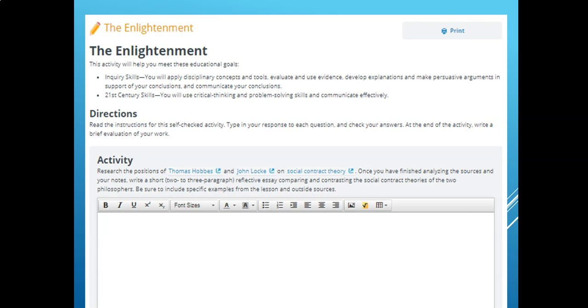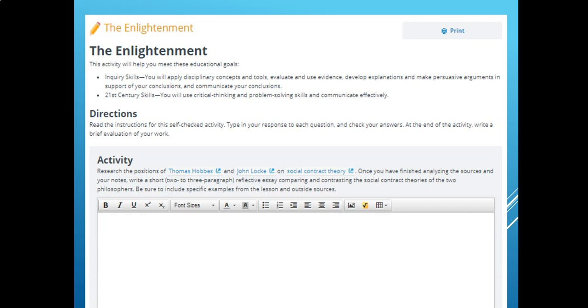Now, the other part that we need to focus on is the Enlightenment. And we talked about 2 different people. We talked about Thomas Hobbes, and we talked about John Locke. These are 2 of the most influential individuals in U.S. history, basically. So make sure that you go back and you read and you answer.